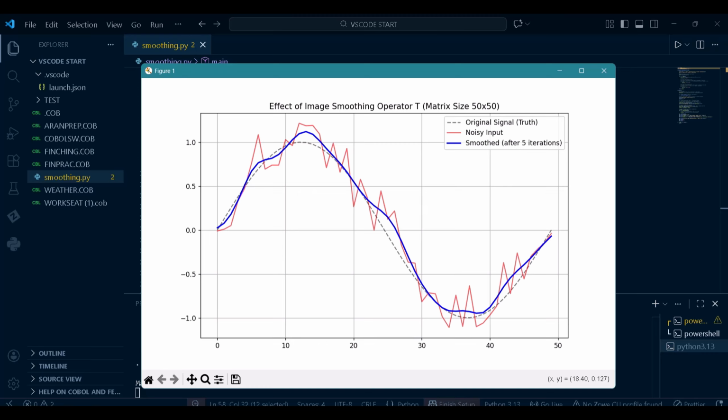Through this graph, we can confirm that the operator acts as a low-pass filter, decreasing noise through repeated linear transformations.